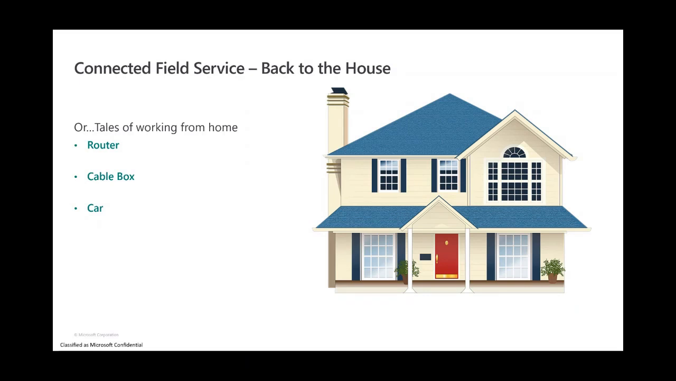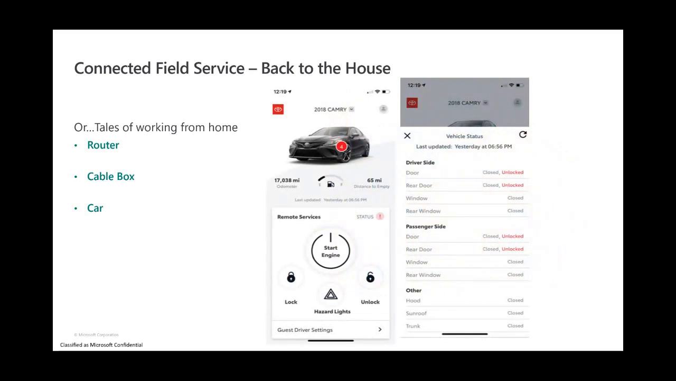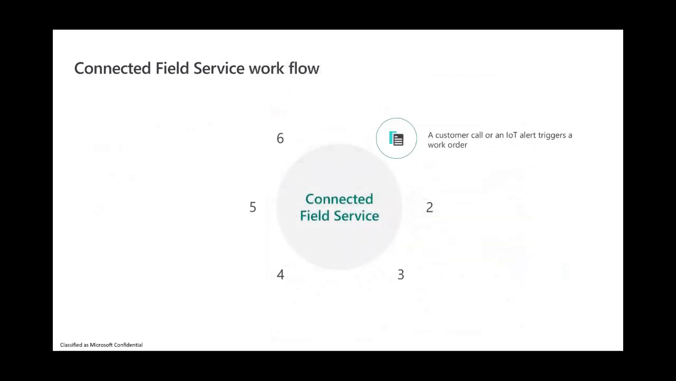Connected devices are everywhere, and we are definitely in a connected world. So from your smartwatch to your cable box to even your car now, there are alerts which can provide valuable data everywhere. In my case, I have a car that gives me alerts when I don't lock the door. So it's very similar to a monitored device for a customer. This is sending an alert to me to take some type of action. This is a similar way that connected field service works for our customers. An IoT trigger would trigger a work order via that alert.